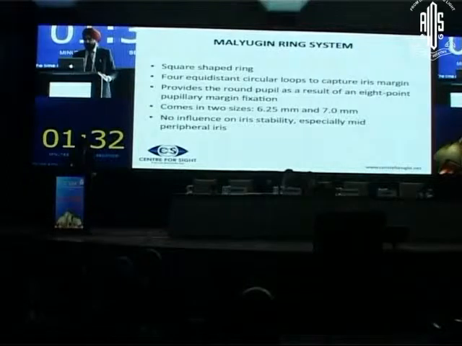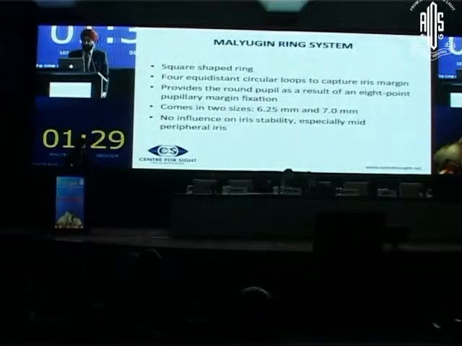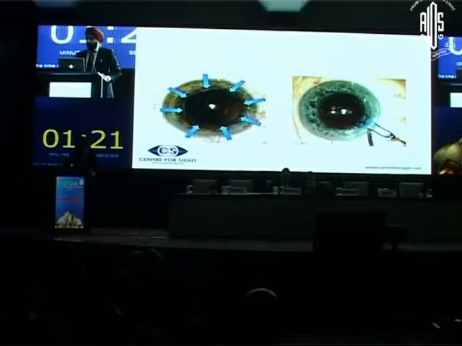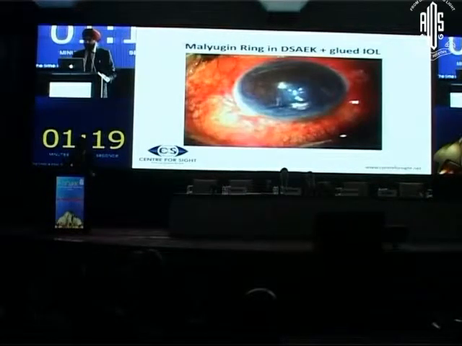The Malugin ring system, I'll just show you. This was made by Boris Malugin, and it comes in two sizes of 6.25 and 7 millimeters. And you can see that this is to be taken out at the end of the surgery, and it gives you a round pupil, as you can see. So this is my final video.